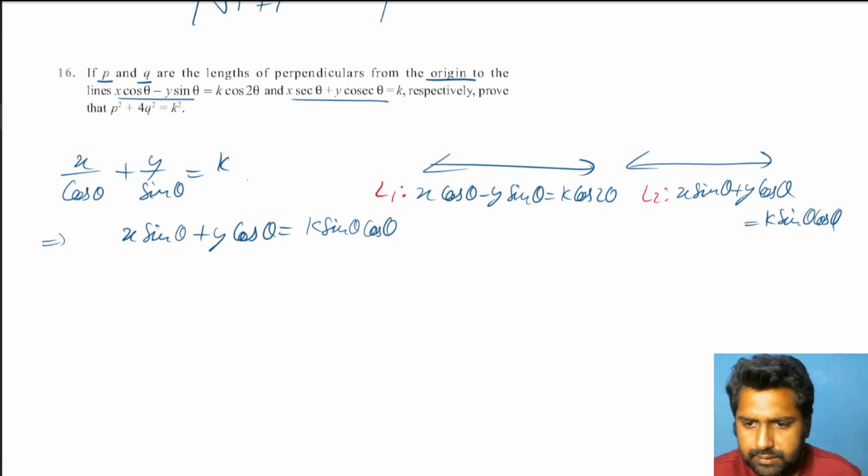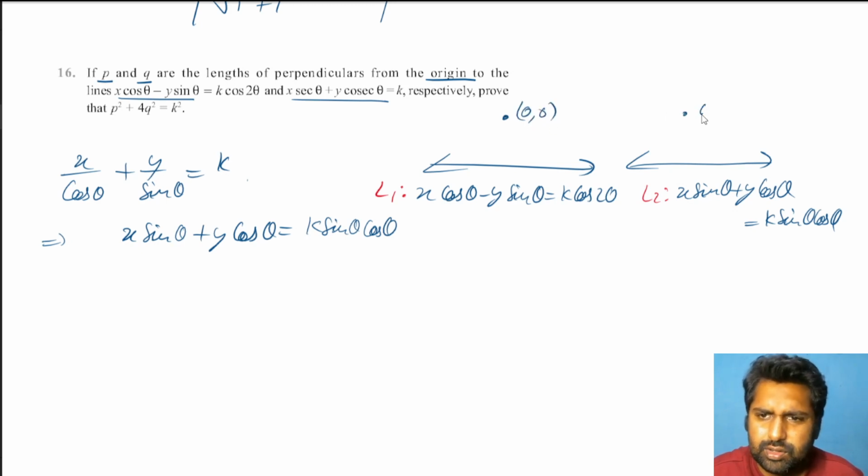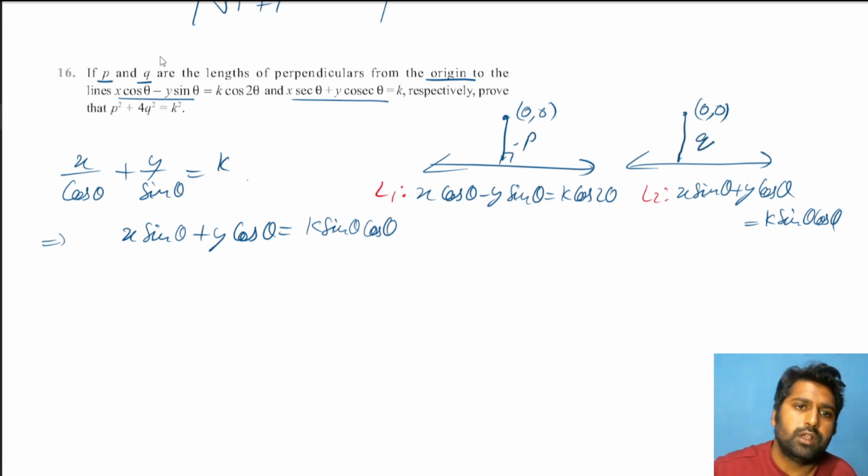Okay, now what is the question saying? That we have to calculate the distance from origin. Let's say origin is here, 0, 0. I'm drawing two times because I want you to analyze one part at a time. Okay, of course 0, 0 is a single point, but I'm drawing two times so you can analyze. We have to calculate the distance. This distance as per the question, perpendicular distance is P, and from the second line the distance is Q. Okay, so if we want to calculate the distance, what do we do?